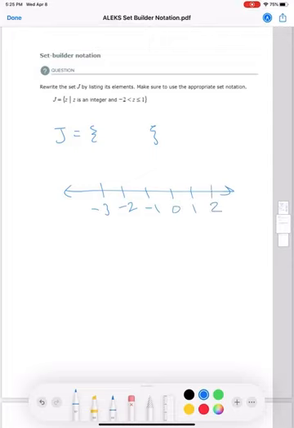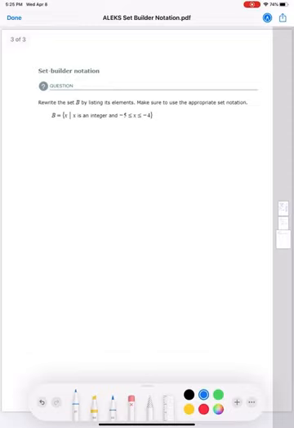So -2 would not work. -1 though does fall in between that -2 and 1. 0 would work. And 1, this one would work because that Z would be less than or equal to. So we will include that 1. So our set, our group, the different parts, the different elements are going to be -1, 0, 1. And that's it. Let's do one more real quick.